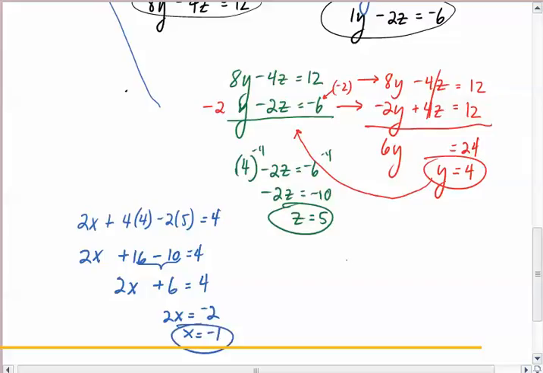So here's how I write my solution. My solution is a set, and it is the point negative 1, oops, put them in alphabetical order, right? x, y, and z. Negative 1, 4, and 5.